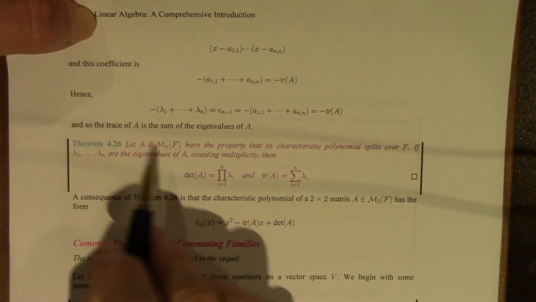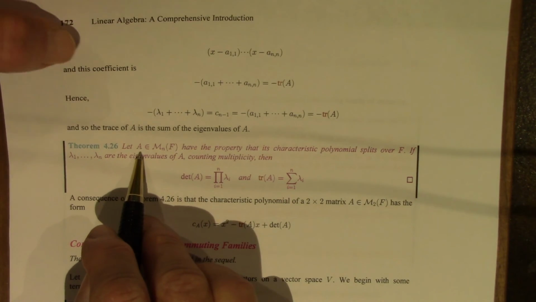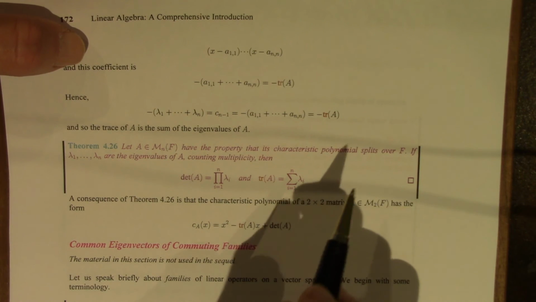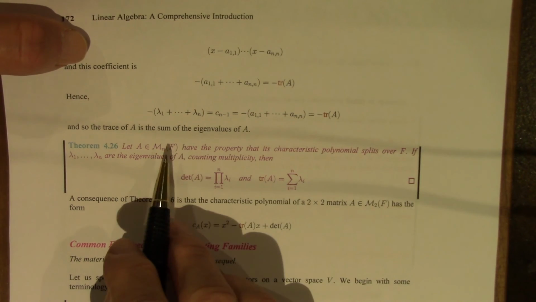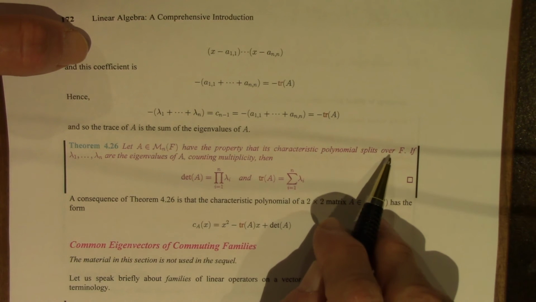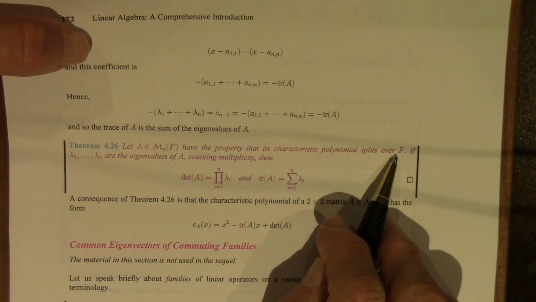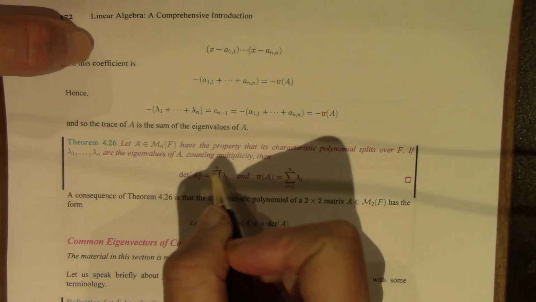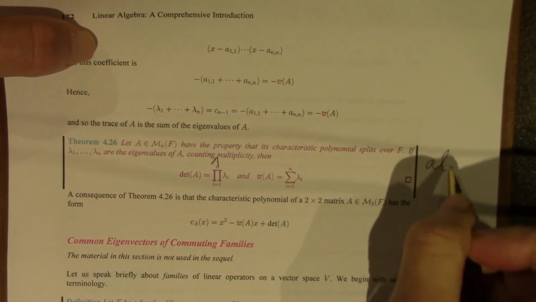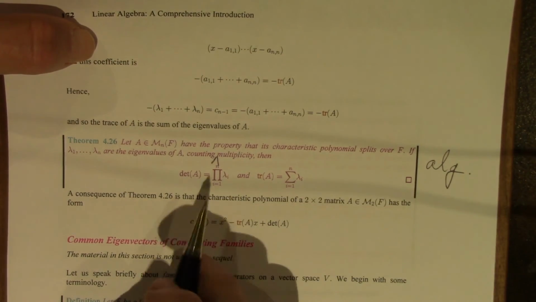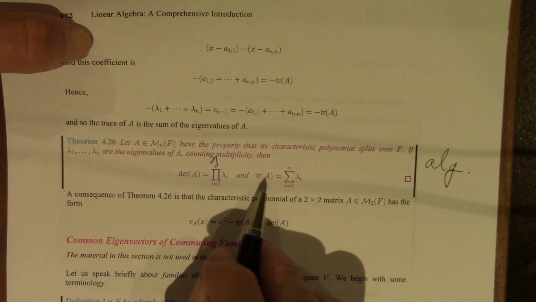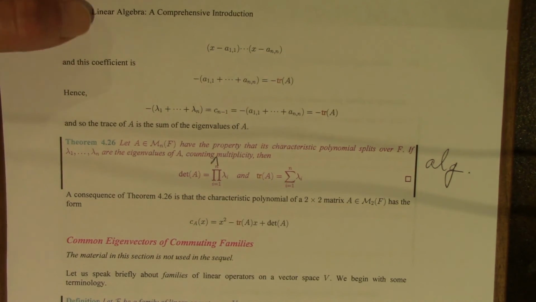So, in summary, for a matrix A, an n by n matrix, if the characteristic polynomial splits over the base field, and if these are the eigenvalues of A, counting, I should say, algebraic multiplicity, then the determinant of A is the product of the eigenvalues, the trace of A is the sum of the eigenvalues.